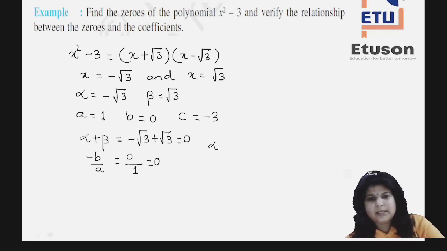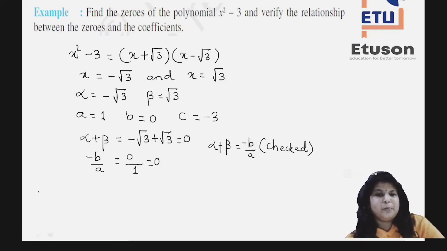So the relationship alpha plus beta is equal to minus b by a holds good. Correct? So, the first part is checked, that is the sum of the zeros. Now, the product of the zeros. That is minus root 3 into root 3. The answer is minus 3. That should be equal to how much? c by a. So, let us check whether it is the same or not.